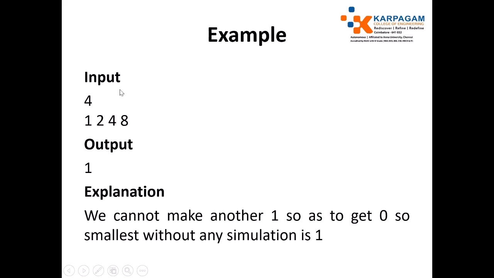Take another input. The size of the array is 4. Values are 1, 2, 4, 8. Here the size of the smallest particle is already 1. By subtracting any two particles, we can't achieve less than 1. We can't make another 1 so as to get 0. So the smallest without any simulation is 1. Without any simulation itself we can conclude.